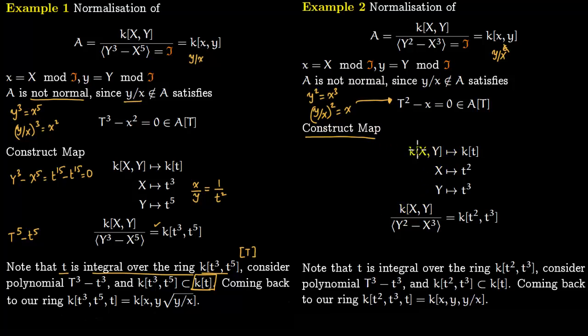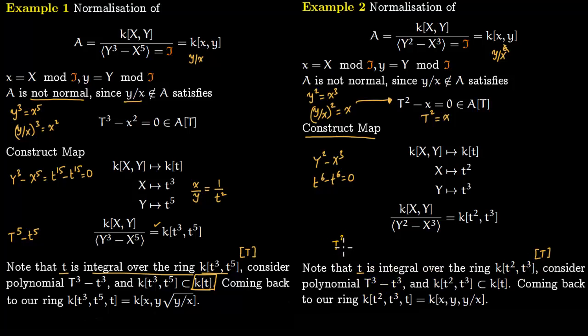For the construction of the map, we have k[X,Y] to k[t]. Again, x goes to t square, which you can see from here. You can solve this: x is t square, and using this relationship, you can say y is t cube. Again, if you compute y square minus x cube, you get t^6 minus t^6, which is 0. So you get this relationship: k[X,Y] modulo the ideal Y square minus X cube gives you k[t square, t cube]. Now again, t is integral over this ring, so you can construct a polynomial in this ring by adjoining t to it, considering the polynomial T cube minus t cube, with this t cube coming from here.